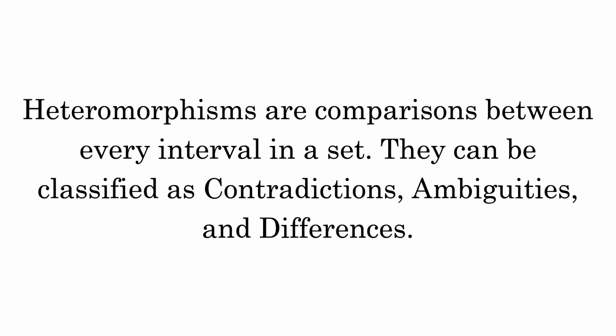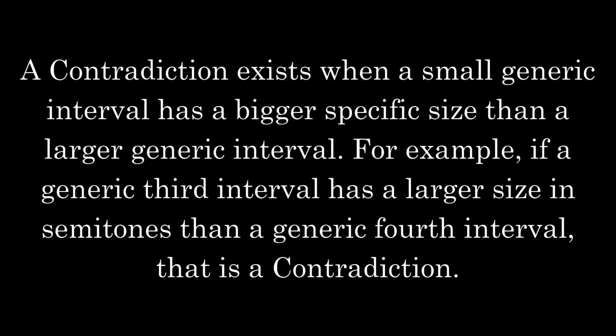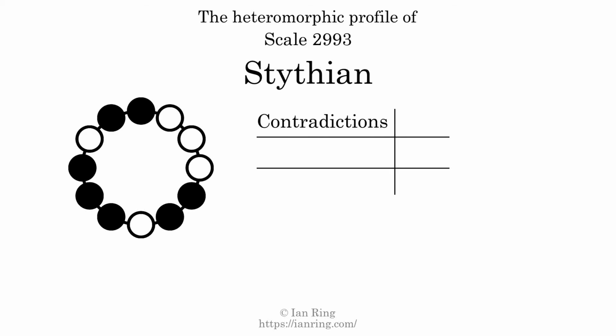They can be classified as contradictions, ambiguities, and differences. A contradiction exists when a small generic interval has a bigger specific size than a larger generic interval. For example, if a generic third interval has a larger size in semitones than a generic fourth interval, that is a contradiction. The number of contradictions in this scale is 34.